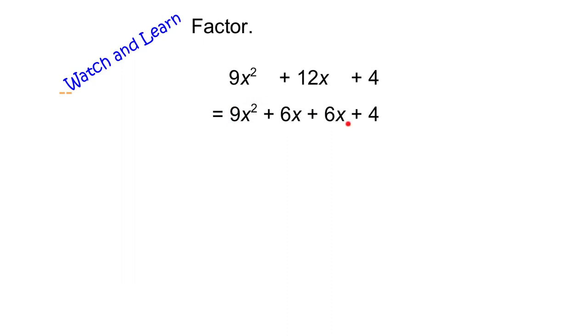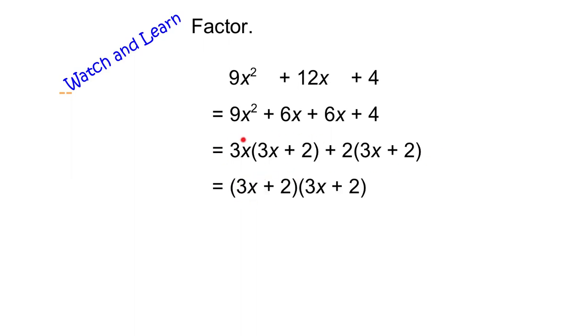Now I factor by grouping. So the greatest common factor of 9x squared and 6x is 3x. I'm left with 3x plus 2 as the other factor, because 3x times 3x is 9x squared, and 3x times 2 is 6x. The greatest common factor of the second group is 2, and we're left with 3x plus 2, because 2 times 3x is 6x, and 2 times 2 is 4. Now I notice that 3x plus 2 is the greatest common factor in the next line. So there it is, and I'm left with 3x plus 2 as the other factor.